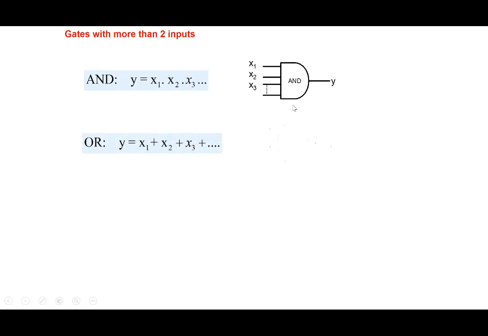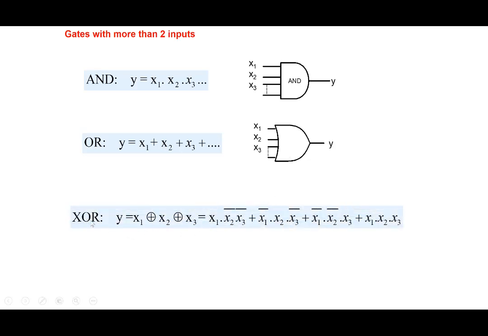So of course, we can build gates with more inputs here. For example, we can build an AND gate with 3 inputs and 4 inputs. So an AND gate with multiple inputs as shown over here. Similarly, you can build an OR gate with multiple inputs. So that's also possible. And an XOR gate you can also build. For example, this is an XOR gate with 3 inputs here.